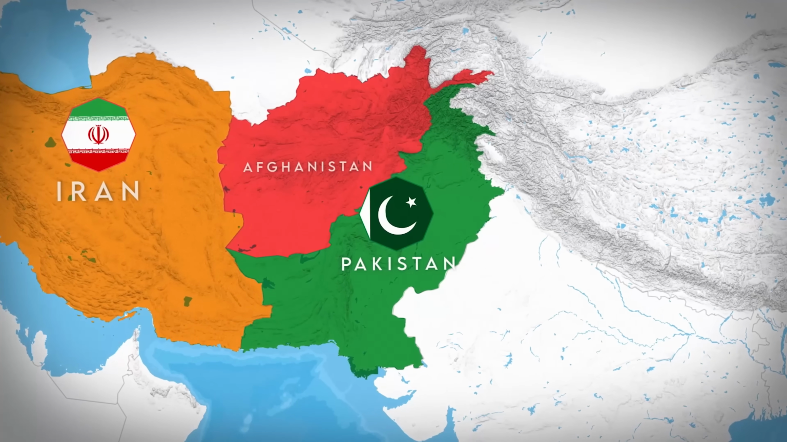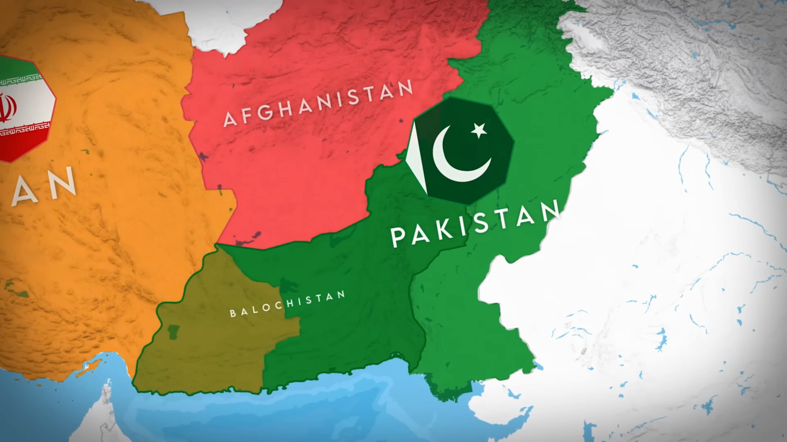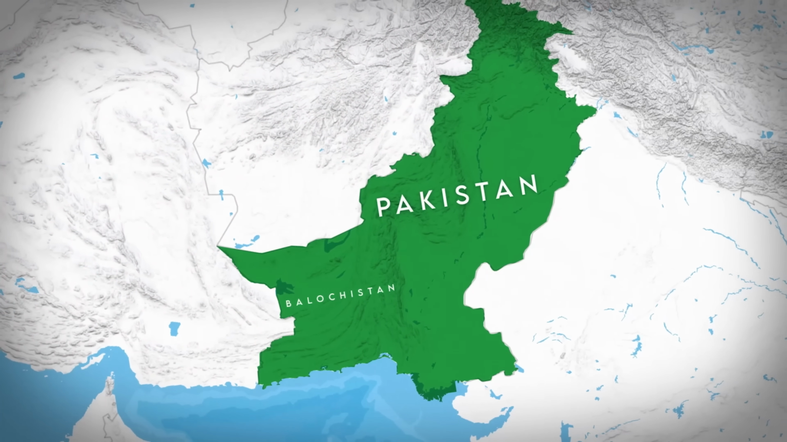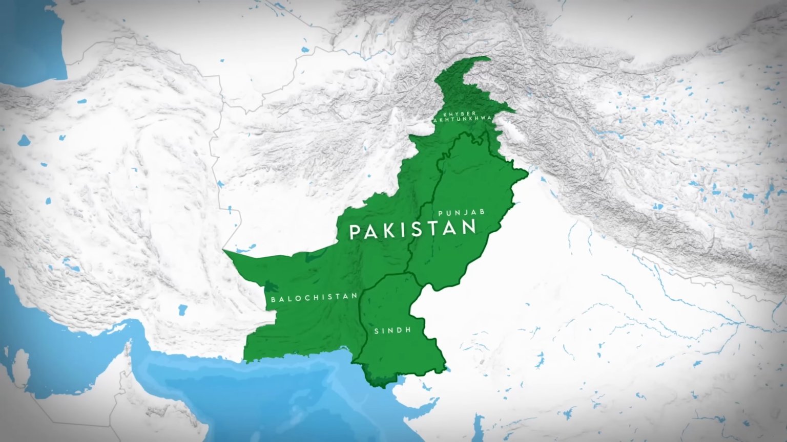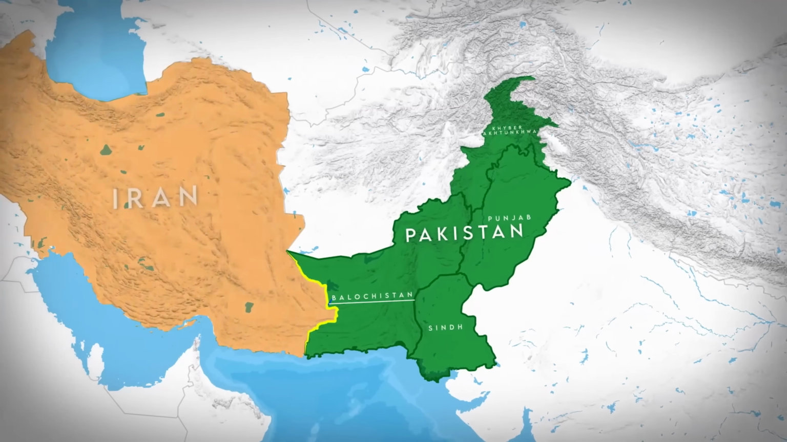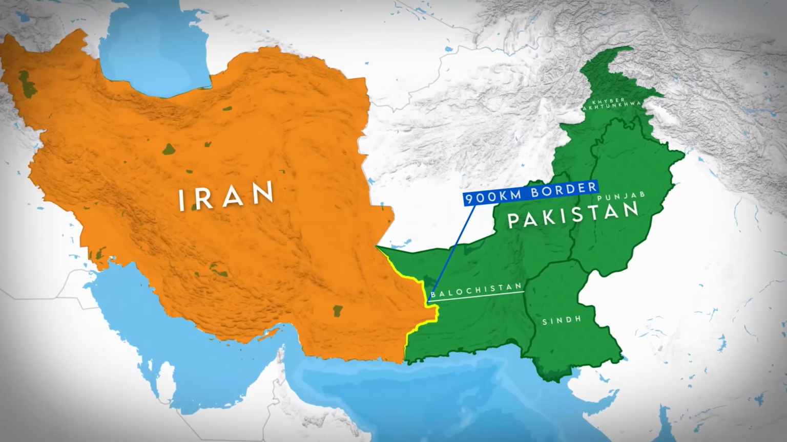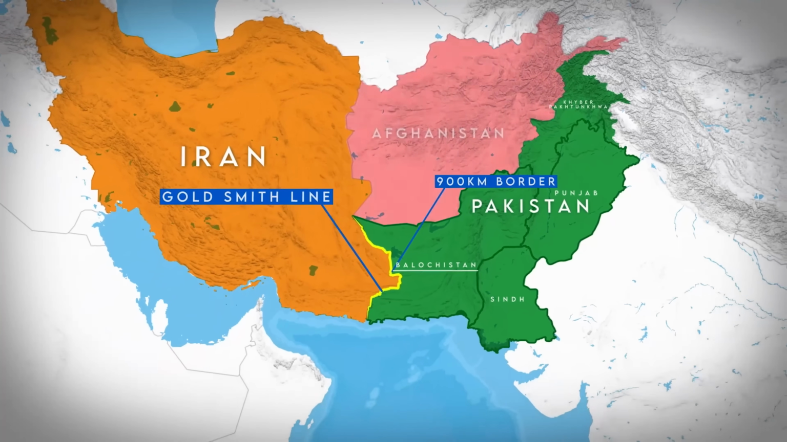At the heart of this conflict is this region called the Balochistan region. For those who don't know, this is the map of Pakistan. And as you can see, they have 4 provinces, which are Sindh, Punjab, Khyber Pakhtunkhwa and this region called Balochistan. Pakistan and Iran share roughly a 900-kilometer border. This line is known as the Goldsmith Line, which runs from Afghanistan to the Arabian Sea.